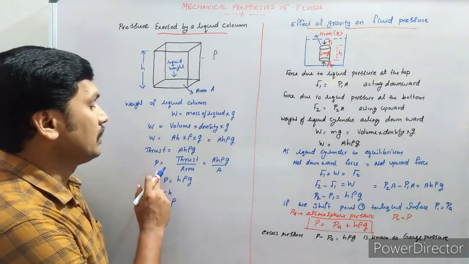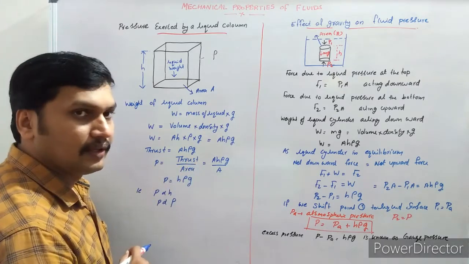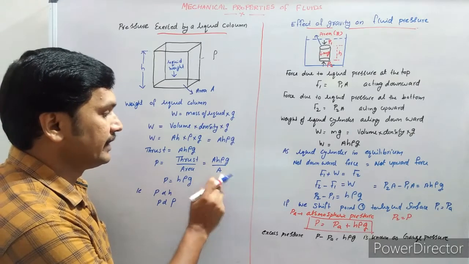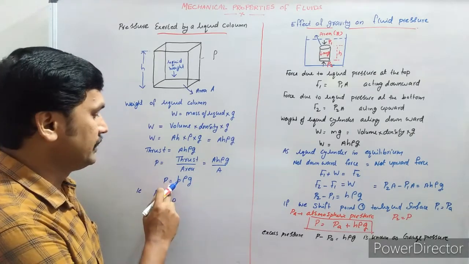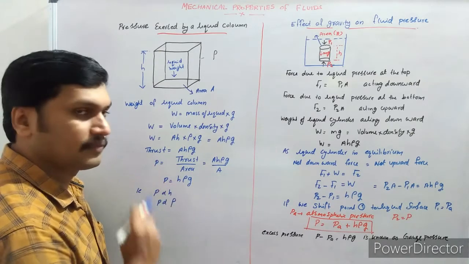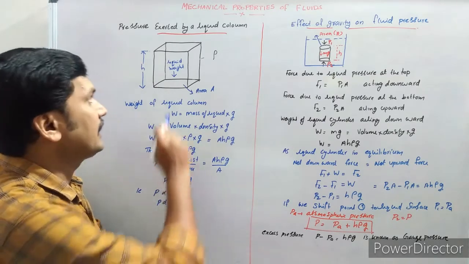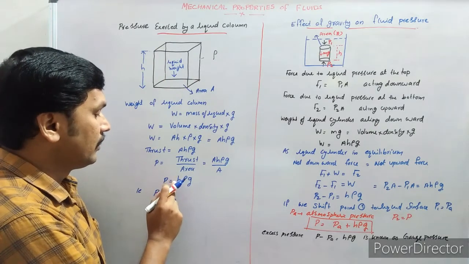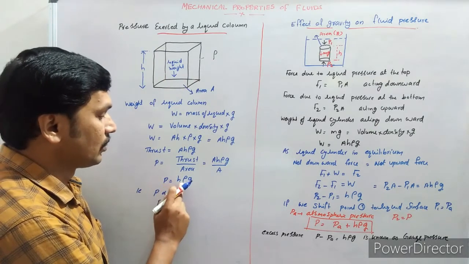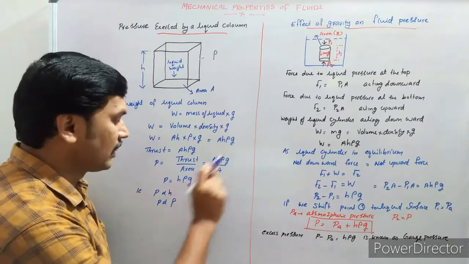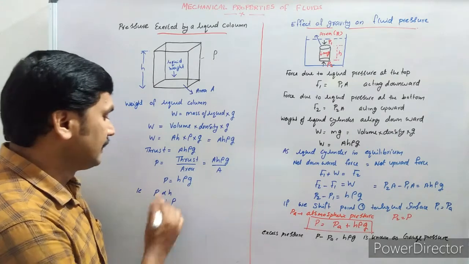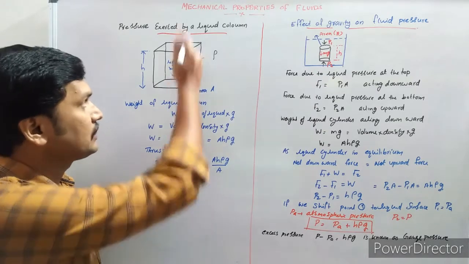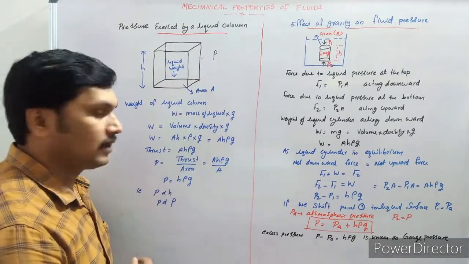So the pressure is equal to thrust by area. That is, A h rho g divided by area A. That is, pressure is equal to h rho g. You see that the pressure exerted by this liquid column of height h is P equal to h into rho into g. g is constant. And the pressure exerted by a liquid column is directly proportional to the height of this liquid column and the density of this liquid.